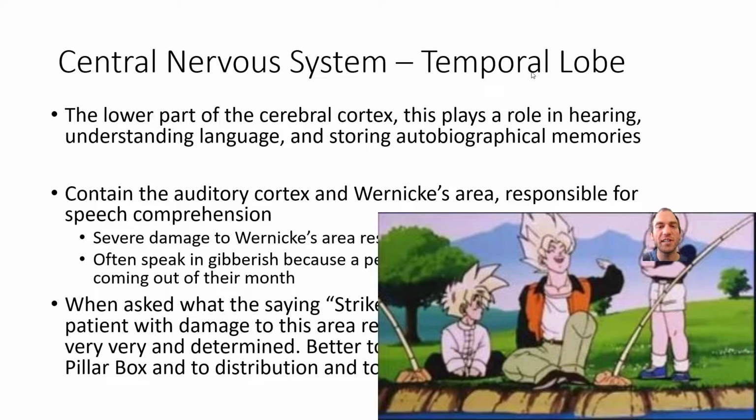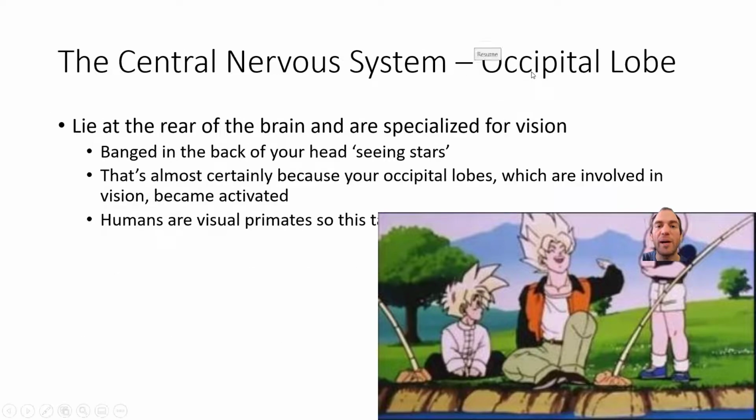So really all you need to take away here is that damage to the temporal lobe is associated with difficulty comprehending speech and speaking gibberish, because they don't understand the words coming out of their mouth.